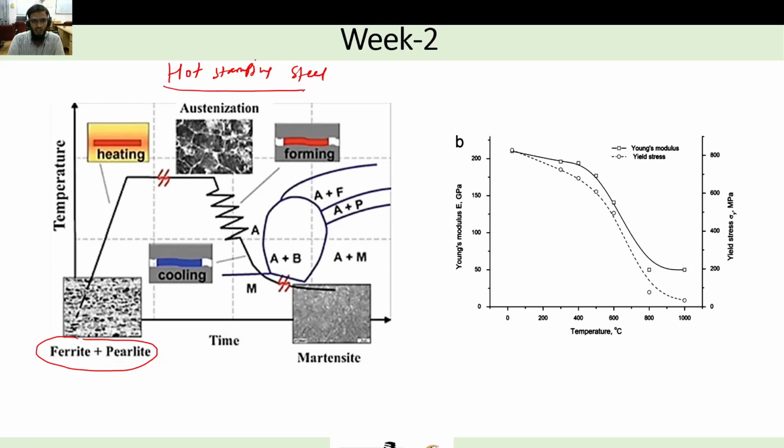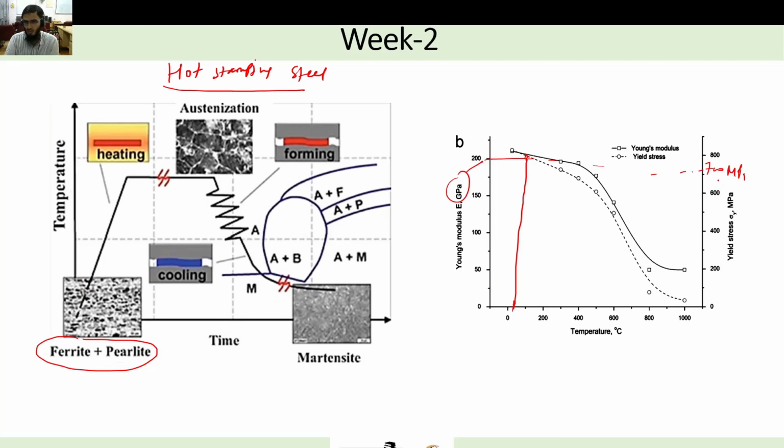And since austenite is a high temperature phase, the temperature is also high. As we know, when you heat a material, the Young's modulus and yield stress will decrease, so you have to apply a much lower load. Let's say you are at 800 degrees Celsius in one case, and at 50 degrees Celsius in another. At 50 degrees Celsius, Young's modulus will be 200 GPa and your yield stress will be around 700 megapascal. So to yield your material at this temperature, that is 50 or 100 degrees Celsius, you need this much stress.